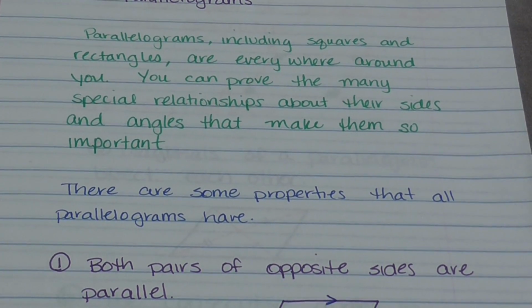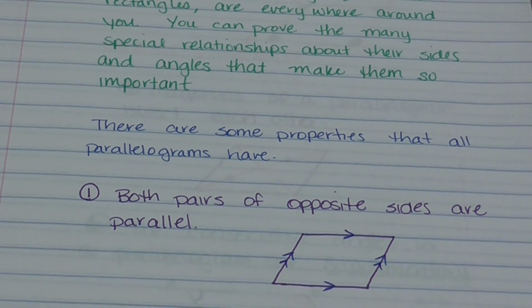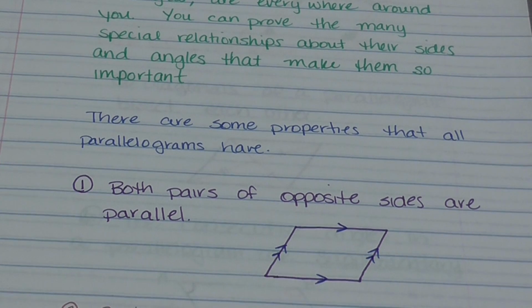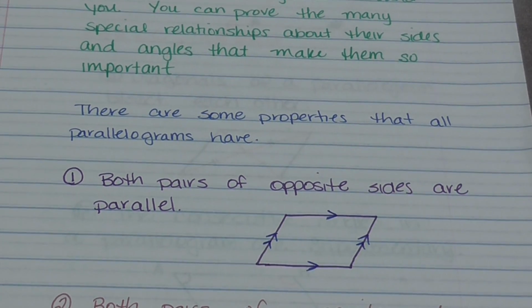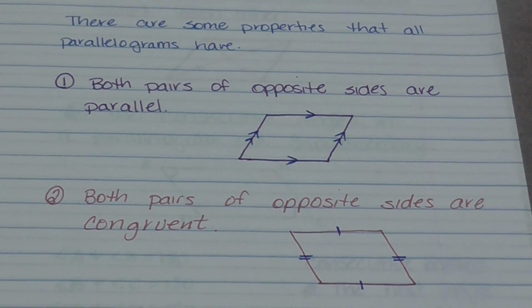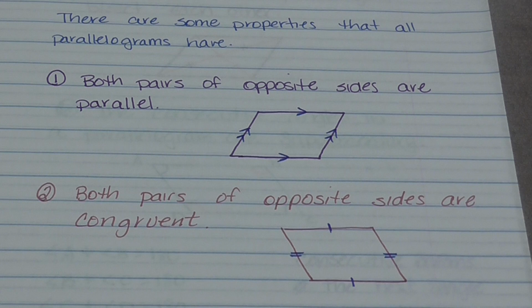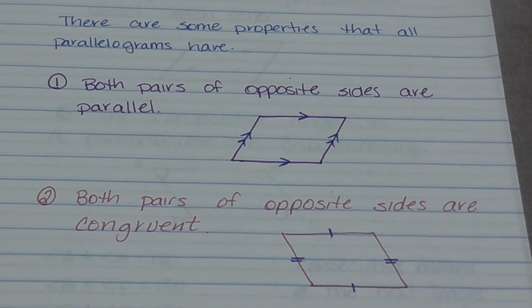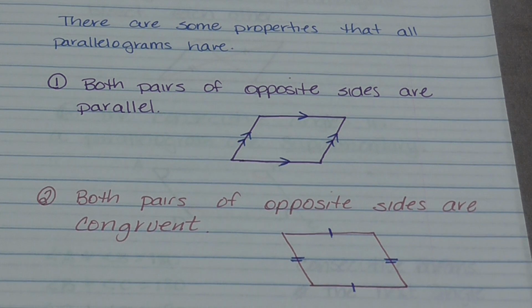Alright, so some of the properties that all parallelograms have. Property 1, both pairs of opposite sides are parallel. It's kind of how it gets its name. Opposite sides are parallel. That's what those marks mean. The second property special to parallelograms is both pairs of opposite sides are congruent. So these two are the same length and those two are the same length.